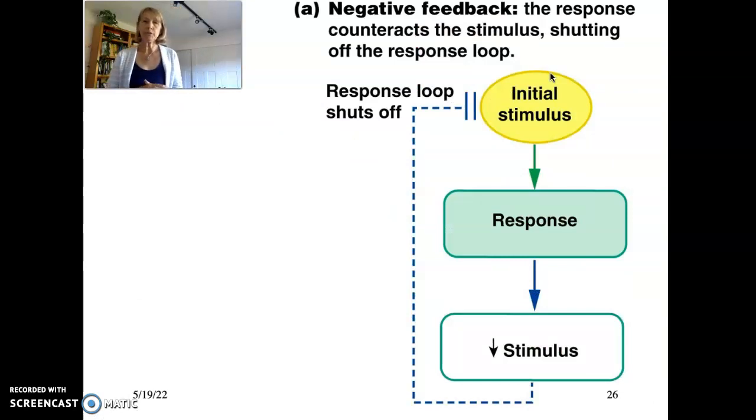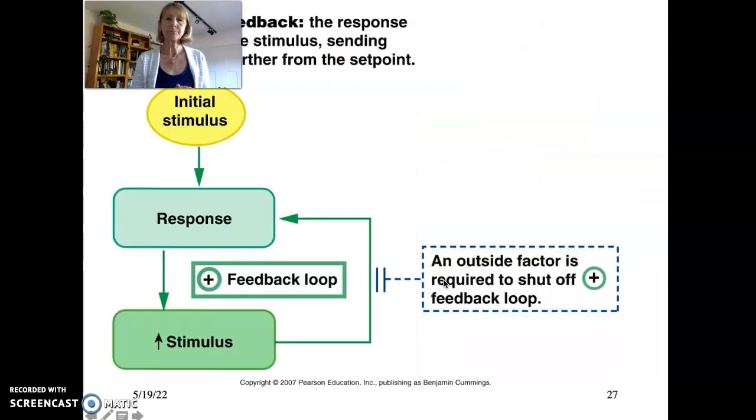Just written out for you, the response counteracts the stimulus. It shuts the response loop off, right? So the dotted line here is indicating that. We're shutting that initial stimulus off. The response happened, stimulus no longer there, we've shut it off.